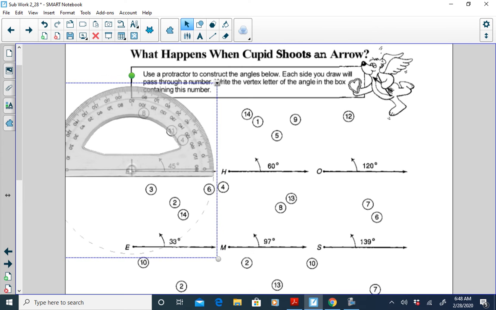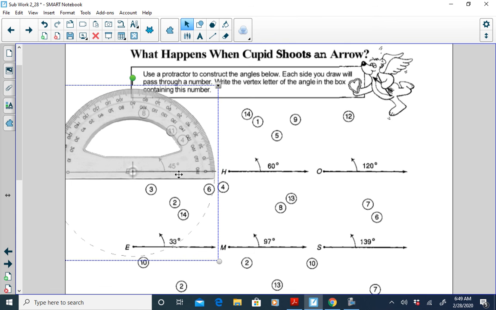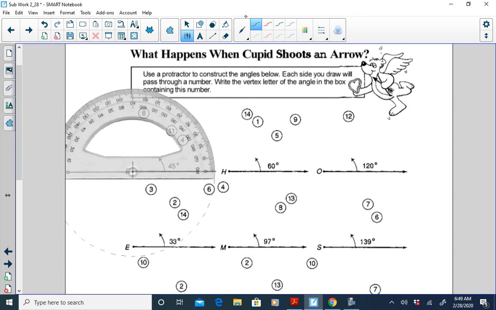So the center of the protractor goes right at the vertex. I want that ray pointing through 0, so I have to adjust it a little bit. Okay, now the ray's pointing through 0. Now, we're supposed to draw a 45-degree angle. So here's 10, here's 20, here's 30, here's 40, here's 45 degrees. So I'm going to put a mark right by 45 degrees.